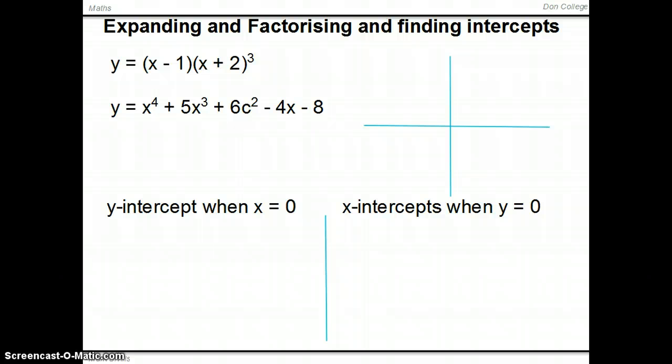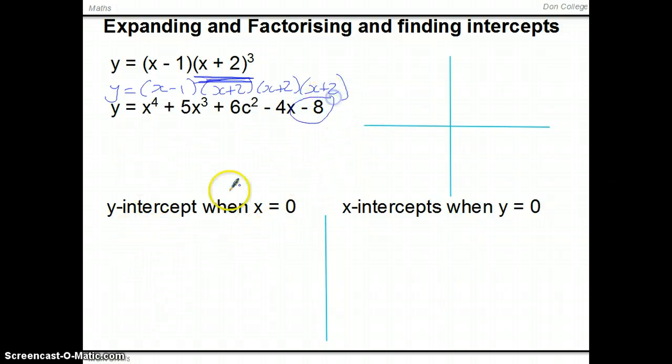Alright, now another thing, what if we have it happening 3 times? This is like a triple 0. Well, we've got the same sort of thing going on here, x plus 2, x plus 2, x plus 2. So the y-intercept, when x equals 0, we can see is going to be negative 8.